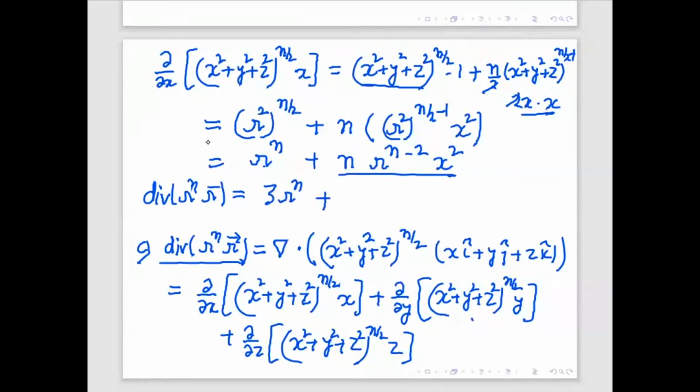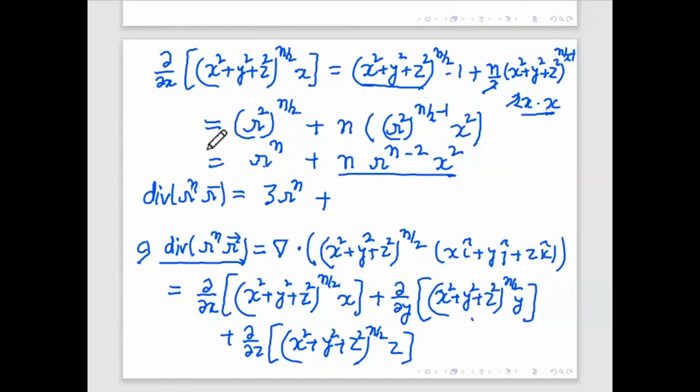and this term will come n minus 2 by 2, where 2 is gone. This one, n by 2 minus 1, that's n minus 2 only. So this is r square. R square times n by 2 minus 1 will be n minus 2.